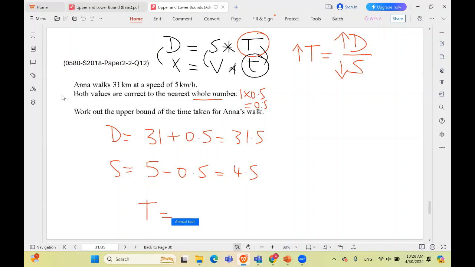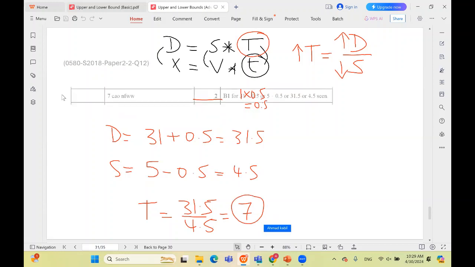Then we plug them into the equation. T equals d over s, which is 31.5 over 4.5. So 31.5 divided by 4.5 gives us 7. So 7 is the final answer.